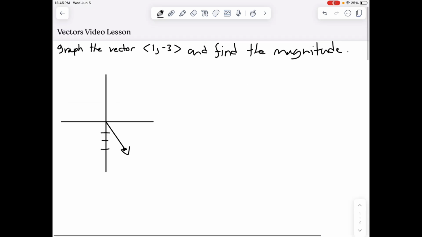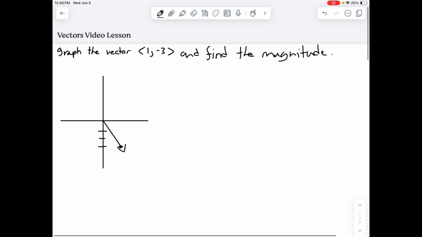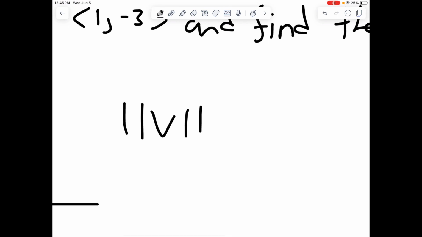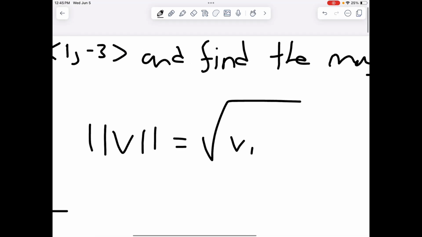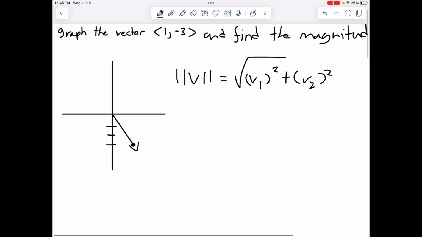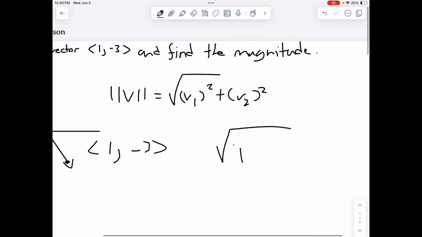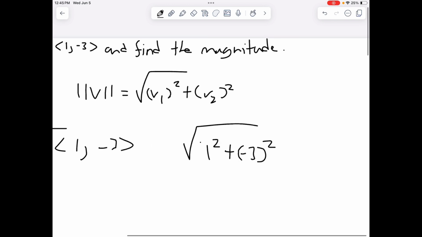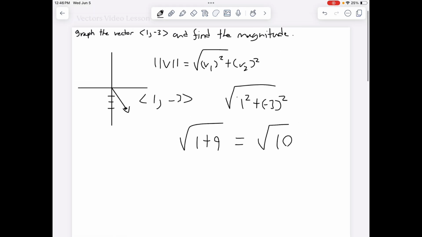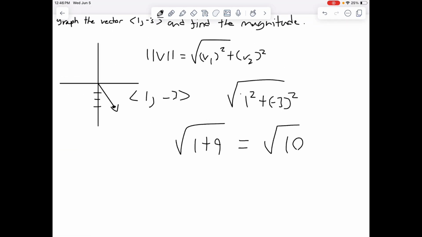Now that we're asked to find the magnitude of this vector, we're going to pull up the equation. If you recall from a moment ago, the equation is the square root of the first term squared plus the second term squared. Because the vector is 1, negative 3, we can plug this in and get 1 squared plus negative 3 squared. We'd have 1 plus 9, which equals square root of 10. Once again, you can leave this in decimal form, or leave it as is, and they would probably take it on the AP test.